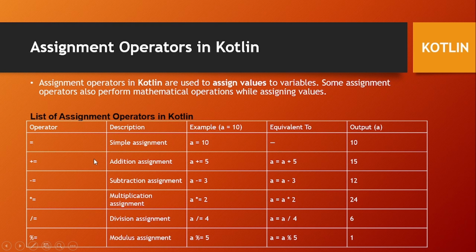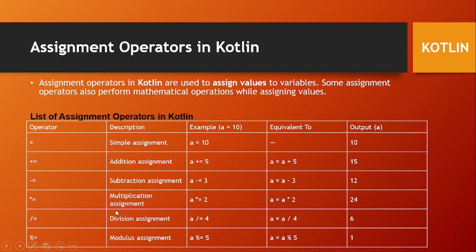But if we want to add some number to our variable, which already has a previous number assigned, we can add some numbers to it. Here we have the addition assignment operator. The symbol is plus equal to, which we can use to add a new value to our variable. Similarly, we have minus equal to for subtraction assignment.